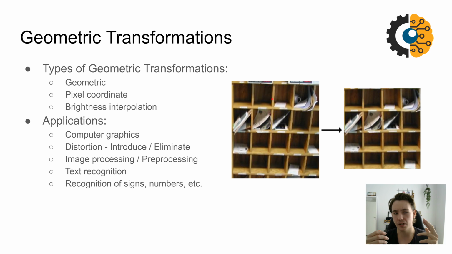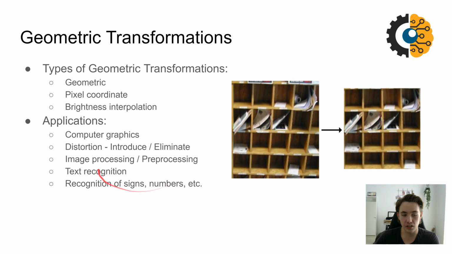This is done by using different kinds of transformations, and we're also going to see an example with a number plate on a car. We can use them for computer graphics, or for distortion. We can introduce distortion to an image, or we can eliminate distortion from an image. Let's say we have a fisheye lens on our camera, then the image at the boundaries will be distorted or rounded, and we can eliminate that distortion with some transformations that I'm going to show you at the end of the slide as well.